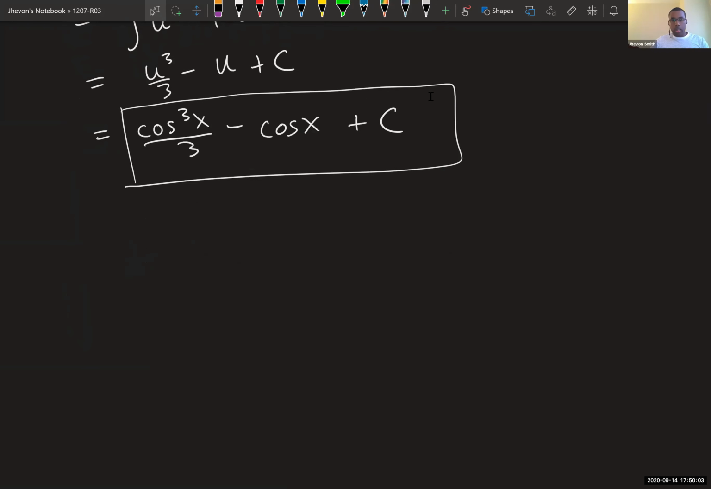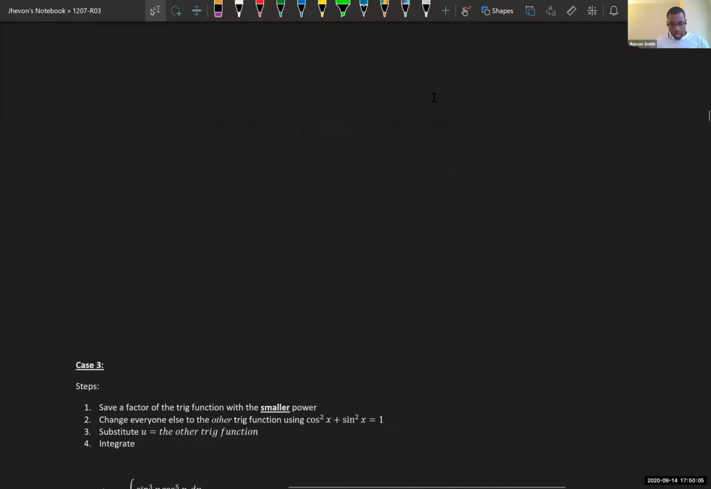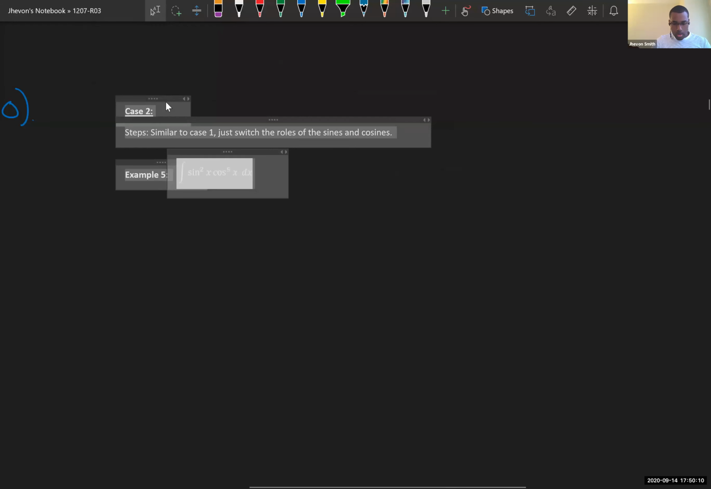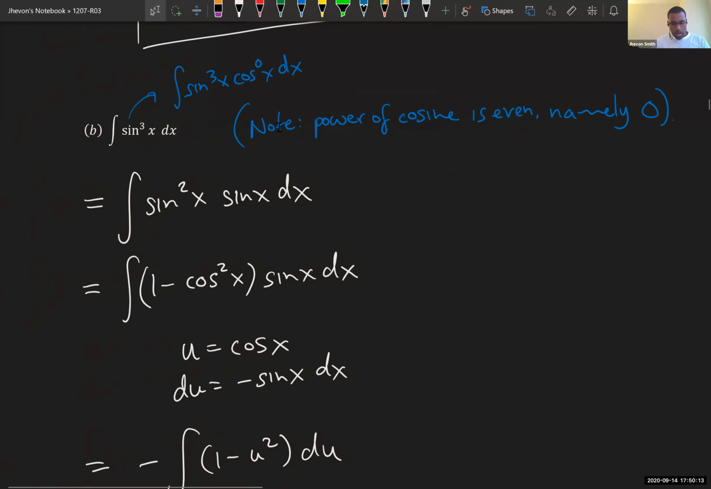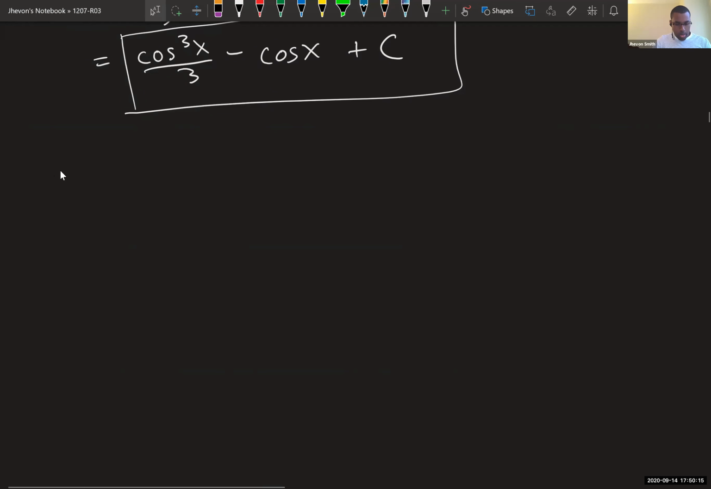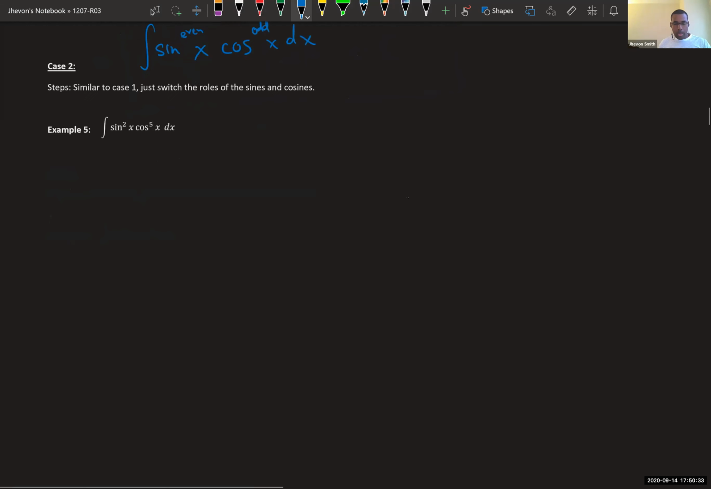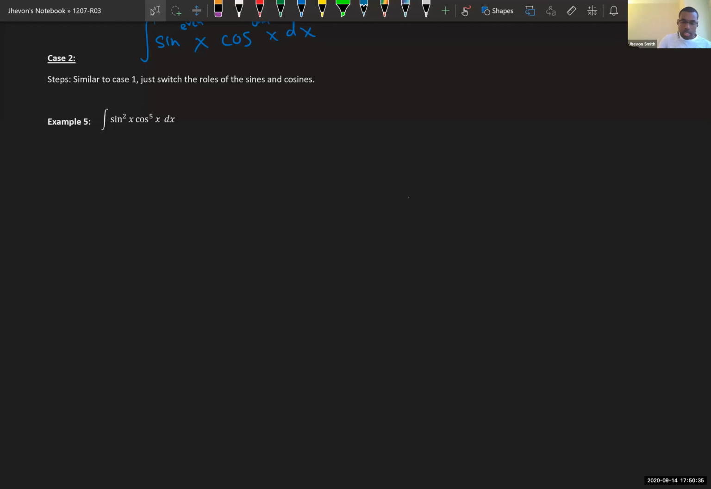Okay. Now, to go with what we were mentioning before, this was a question that came up earlier, but this was the other case, case 2, similar to case 1. Now, case 2 is when it's the other way around, when the power of the sine is even and the power of the cosine is odd, as you see here. And as I mentioned, it's very similar to case 1. So there's nothing really to talk about, hopefully.